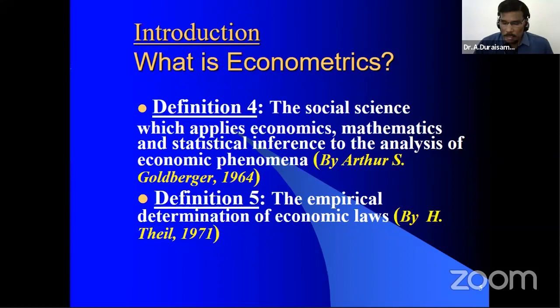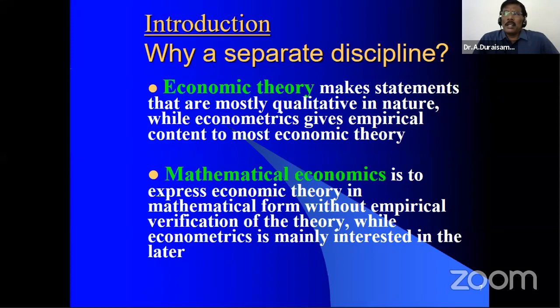So it is very simple: econometrics is used for measurement, and it is a combination of three subjects. One is economic theory, the second is statistics, and the third is mathematics. Now you may ask a question: why should we have a separate discipline?